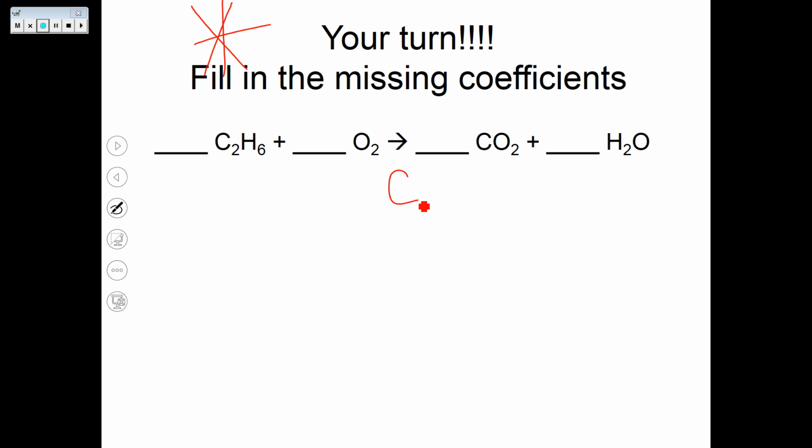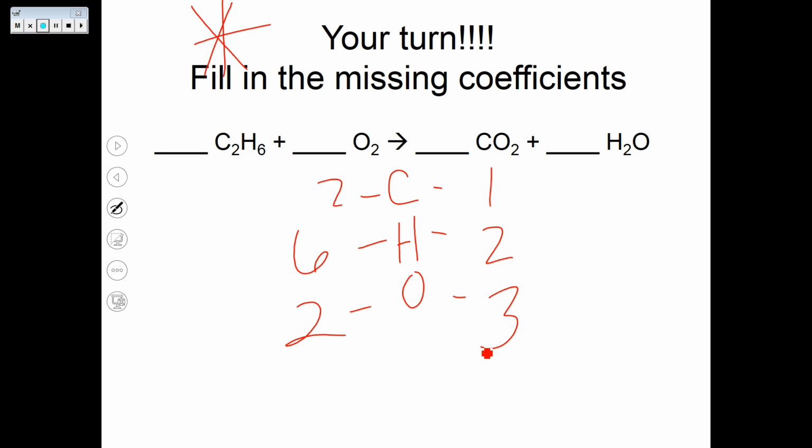So you have C's, H, and O. Let me go ahead and count your atoms. 2, 6, and 2. 1, 2, and 3. So this happens a lot of times when you have a combustion reaction where you have a carbon-hydrogen molecule reacting with oxygen and you make CO2 and water. A lot of the times they will not balance easily. And so you have to do a little trick in order to balance them.